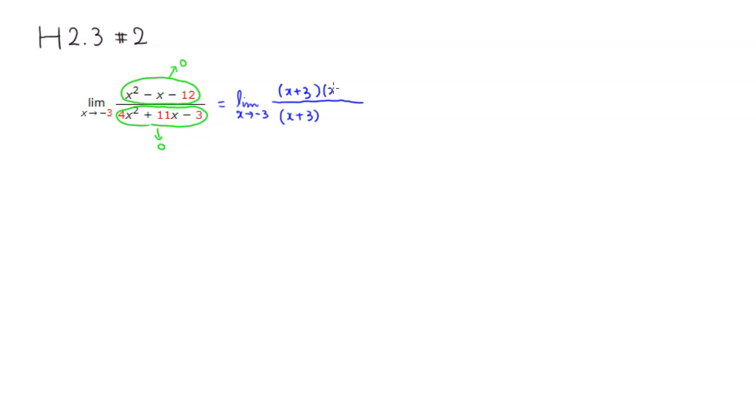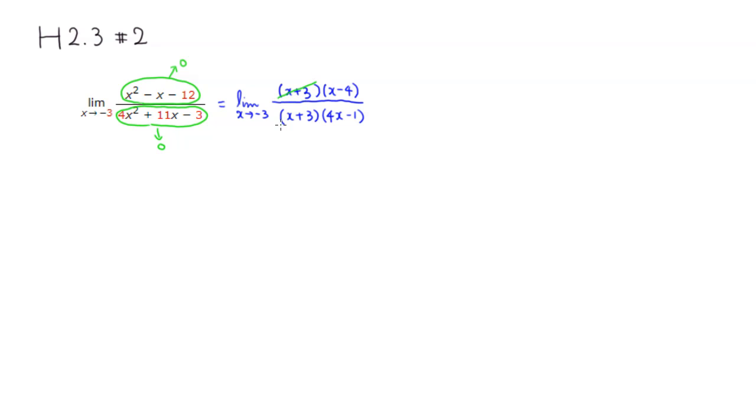On top, x squared minus x minus 12, so this is going to be x minus 4. Would that work? 3 plus -4 gives you -1, and 3 times -4 gives you -12, so that would work. For the denominator, we have to get 4x squared, so it's got to be 4x, and we have to get a -3, so it's going to be -1. Would that work? 3 times -1 gives you -3, and 3 times 4 is 12 minus 1, so it gives you 11. So this will work.